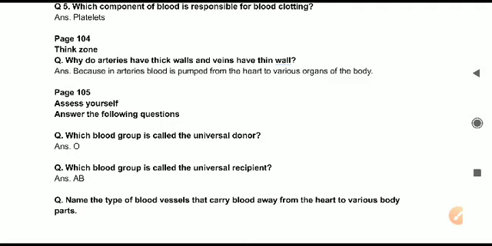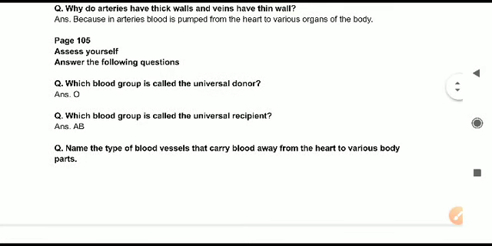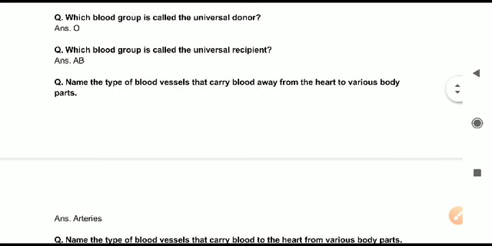On page number 105, assess yourself. Answer the following questions. Number 1, which blood group is the universal donor? The answer is O. Next question, which blood group is the universal recipient? The answer is AB. Blood group AB is the universal recipient. They can receive blood from every blood group. And O is the universal donor. They can donate their blood to anyone else, but they can receive only from the O blood group. So that is the universal donor and universal recipient.